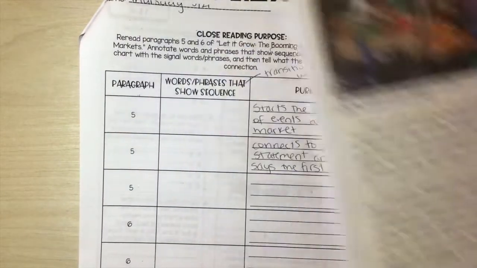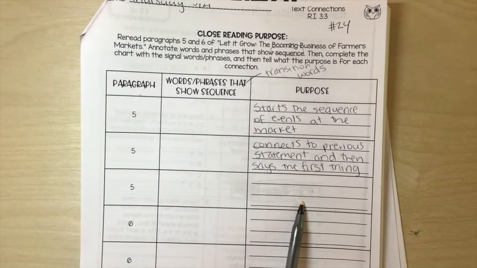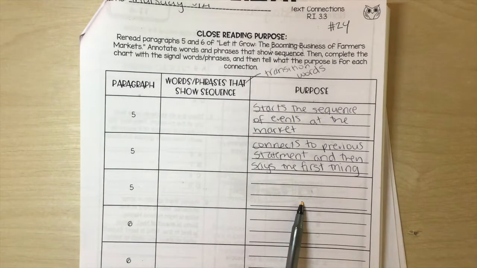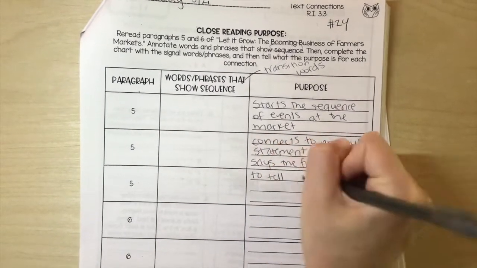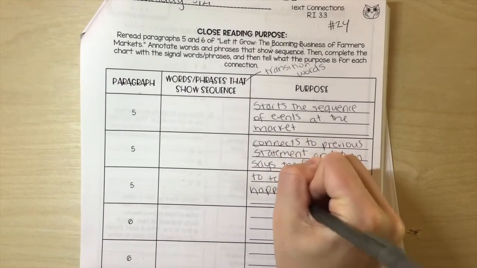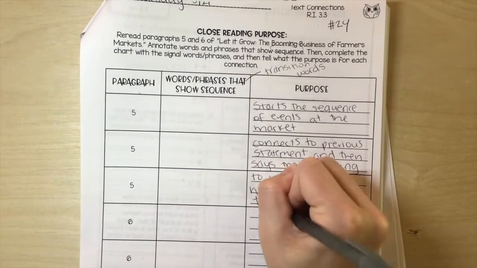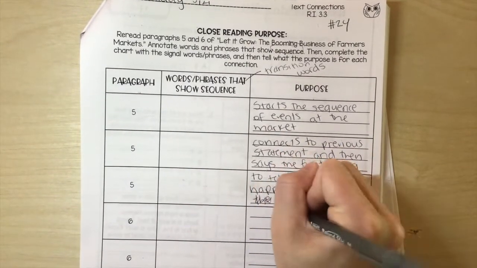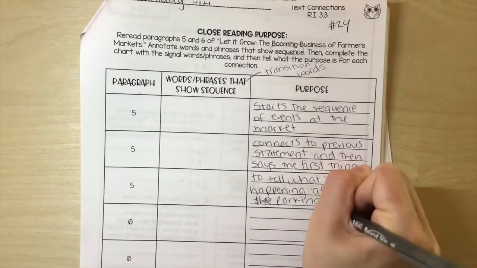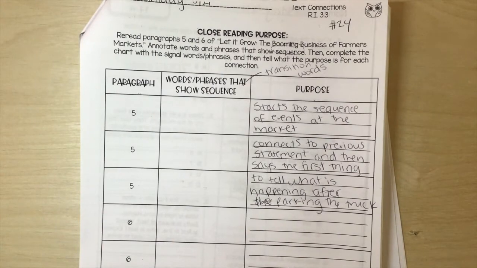So write next right here. And then we're going to write the purpose. So the purpose is to tell what is happening after this one. So to tell what is happening after you park the truck.